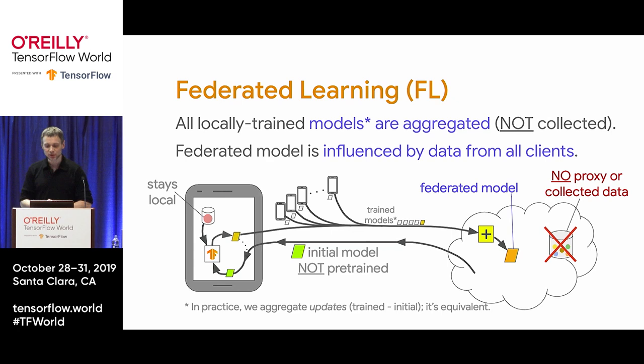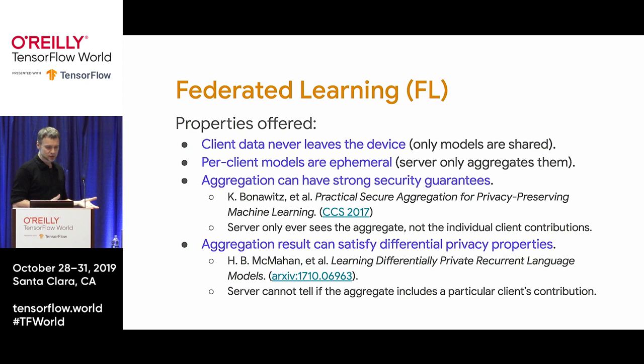So let's look at this closely. First, client data never left the device, right? Only the models trained on this data were shared. Now the server does not retain or store any of the client models. It simply adds them up and then throws them away, deletes them, right? So they're ephemeral. Now here you'd ask, how do you know what the server is doing?